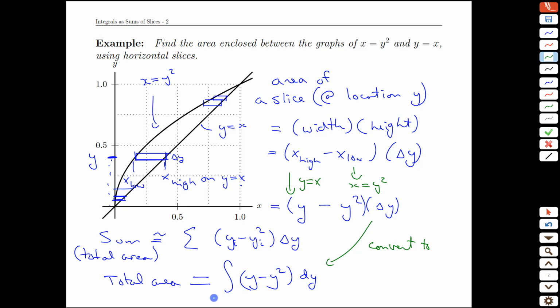And then the last thing we need to include are the bounds of the integral. In this case, the first slice corresponds to the y value of 0. We slice, slice, slice, slice, slice. The last slice corresponds to y equals 1, and that becomes our integral. The area enclosed between these two graphs is going to be defined by this. We'll do the calculation for this on the next page.